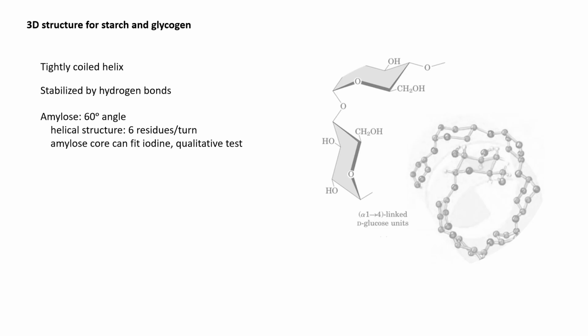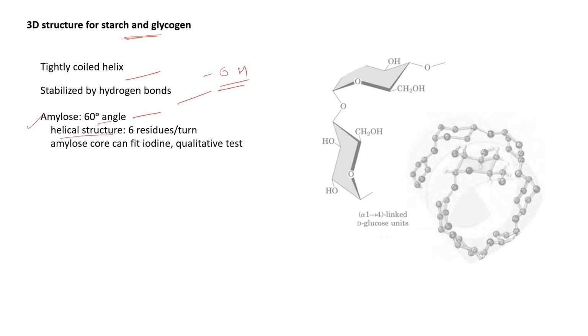Next, come to the 3D structure of starch and glycogen. Starch or glycogen mainly consists of amylose and amylopectin. When they are twisted and turned or folded in a 3D form, they take the conformation of a coiled helix stabilized by hydrogen bonds. Why? Because we already studied that sugars have many OH groups, therefore they are engaged in hydrogen bond formation. If we talk about amylose, the angle is 60 degrees. That means one glucose residue is turned with respect to the next glucose residue by an angle of 60 degrees.